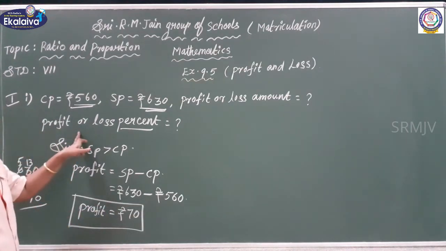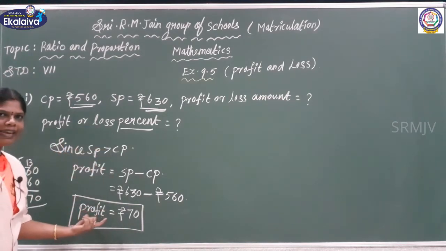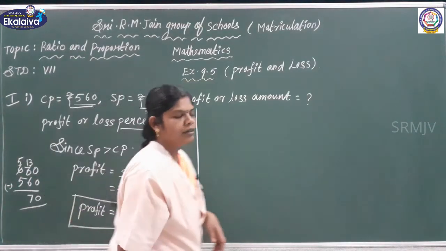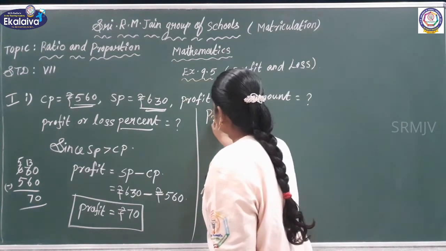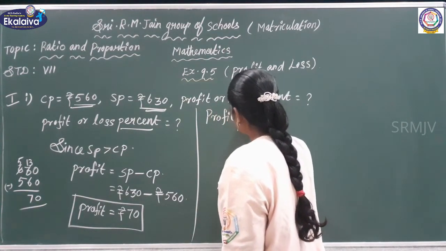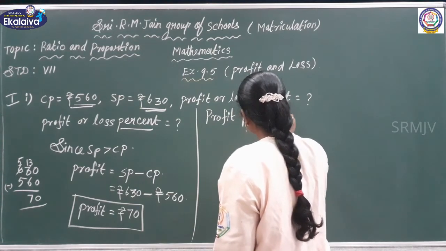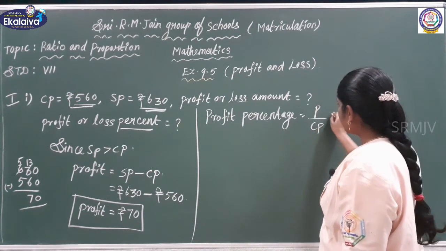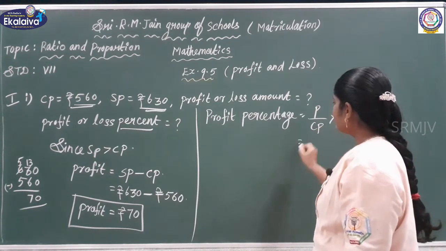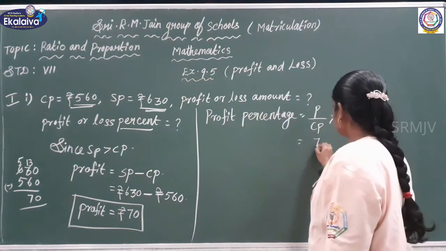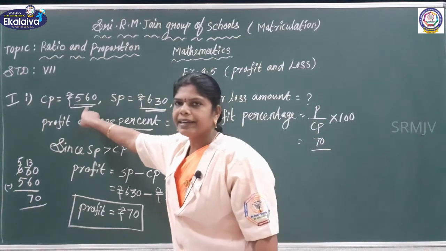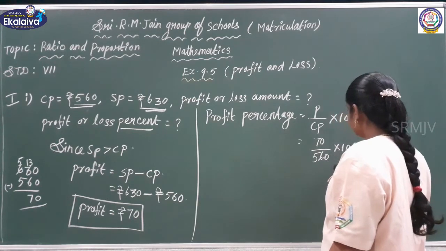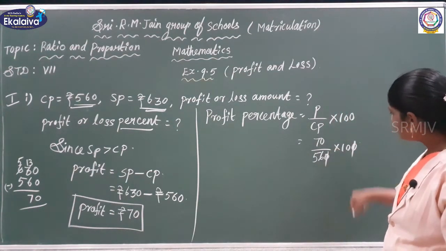Next we need to find the profit or loss percentage. Here we gained, so we need to find the profit percentage. Profit percentage equals profit by cost price into 100. Here profit is 70 rupees, so 70 by cost price 560, into 100. Here cancel the zeros, 1 0 with 1 0.